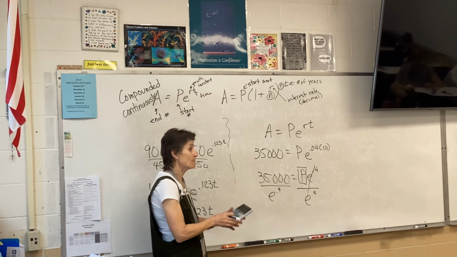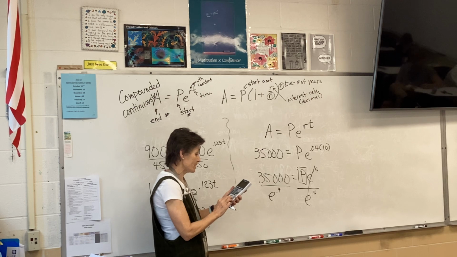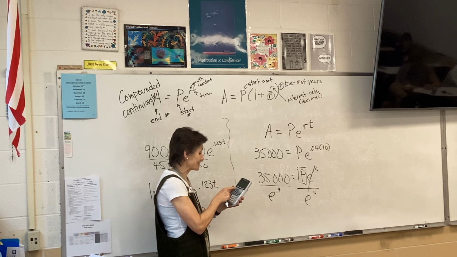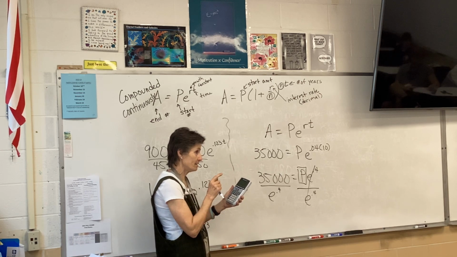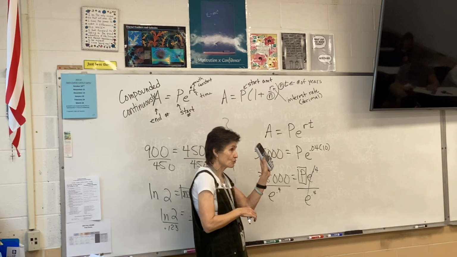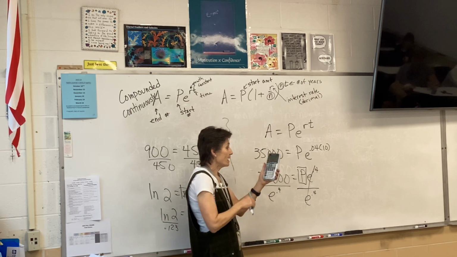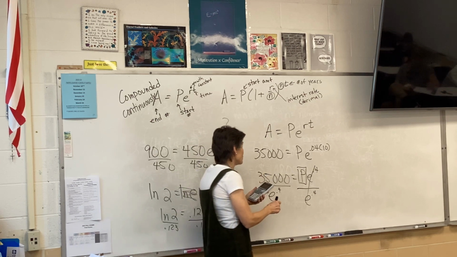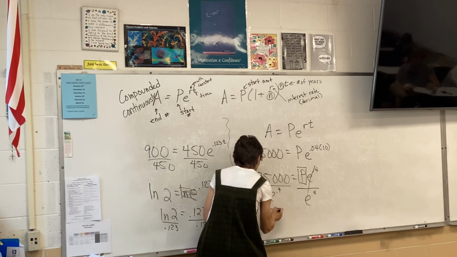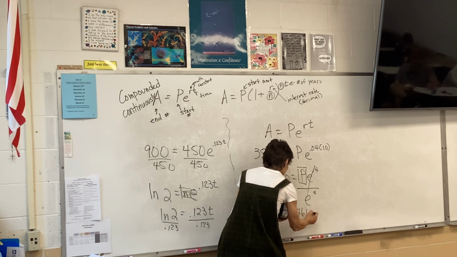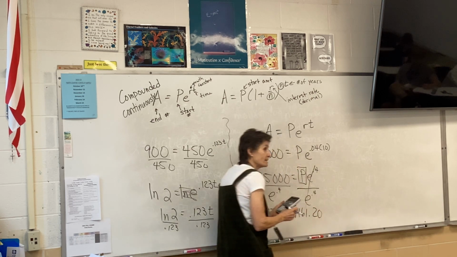So how do we type that in? 35,000 divided by second ln, second ln gives you e, look at your screen. And then your power is 0.4. You should have ended up with $23,461.20.